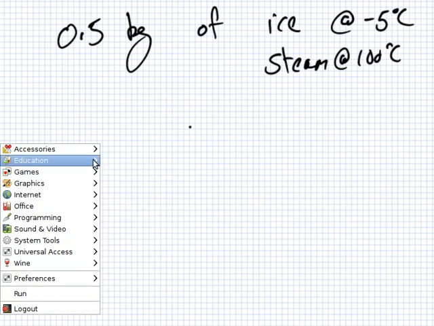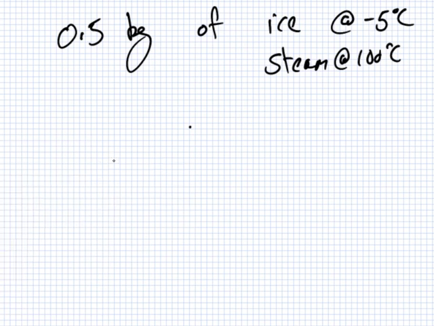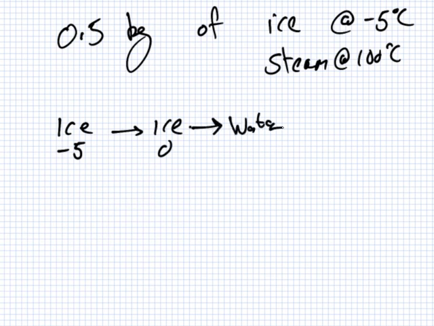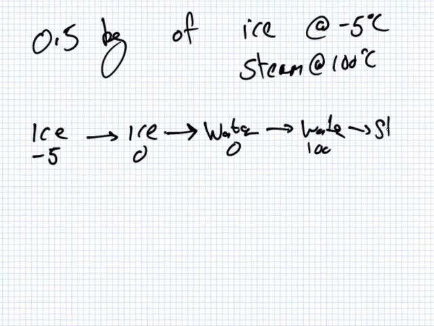Alright. So, what happens here is the ice goes from -5 to 0. And then the ice becomes liquid water at 0. Then the water becomes water at 100. And then it finally becomes steam at 100. So there are 4 calculations to do. So number 1, number 2, number 3, and number 4. Ice going from -5 to 0, that's mc delta theta.